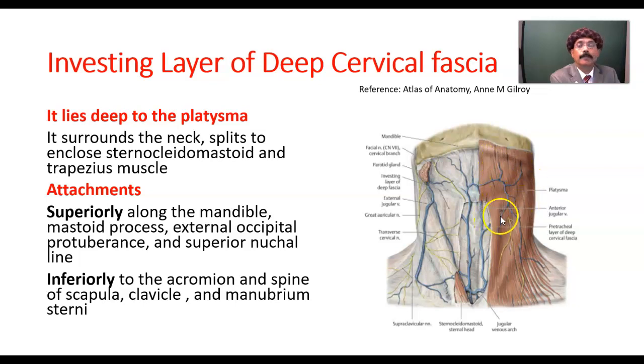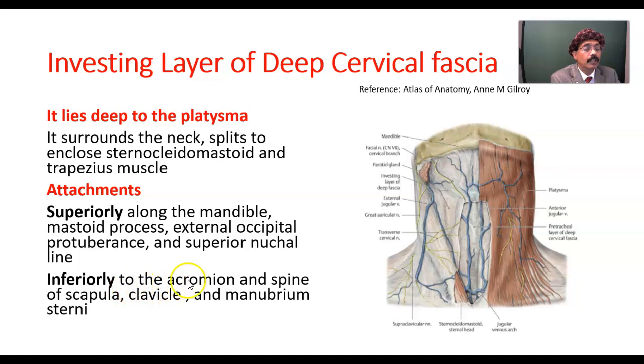This is the platysma. Attachment of the deep cervical fascia superiorly along the mandible. Mandible means the base of the mandible here to the mastoid process, external occipital protuberance, and superior nuchal line. So here then we'll go to the mastoid process of the temporal bone and we'll go posteriorly to the superior nuchal line. Okay, anteriorly here is the base of the mandible.